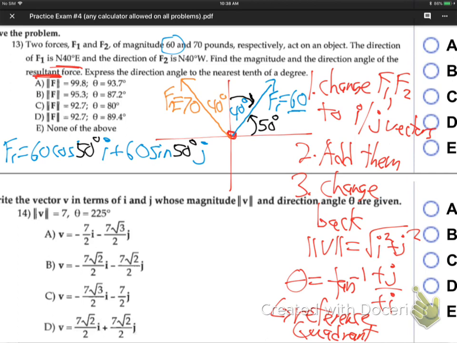Can you do force 2 now? And then, of course, you need your calculator. I'll do the calculation in a minute. But can you set up the force 2 vector? You got to get the actual angle of force 2. It's not 40. Meaning from 0. So you got to get force 2 from 0.